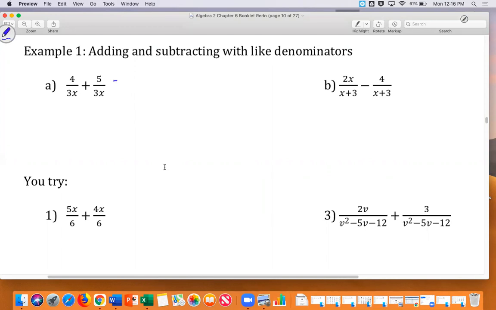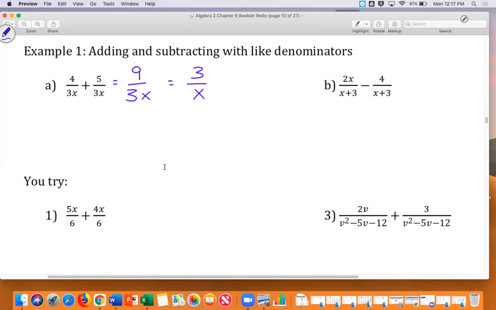So here, I have 4/3x plus 5/3x. That's going to be 9/3x. But you can't leave it like that. I have to reduce it. The 9 and the 3 can be reduced. So 3 goes into 9 3 times. So my answer is 3/x. Carolina, are you okay with that? Not too tricky, right?